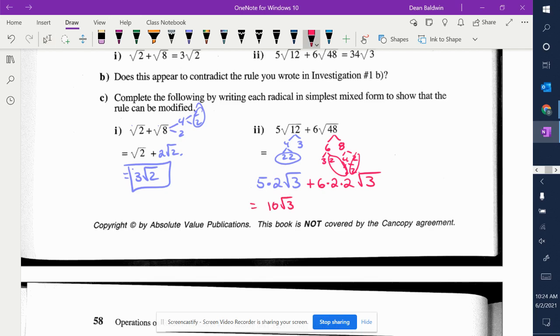So I have 10 root 3 plus 6 times 2 is 12, times 2 is 24, so 24 root 3. Add them together to get 34 root 3. Is that okay? Yes?